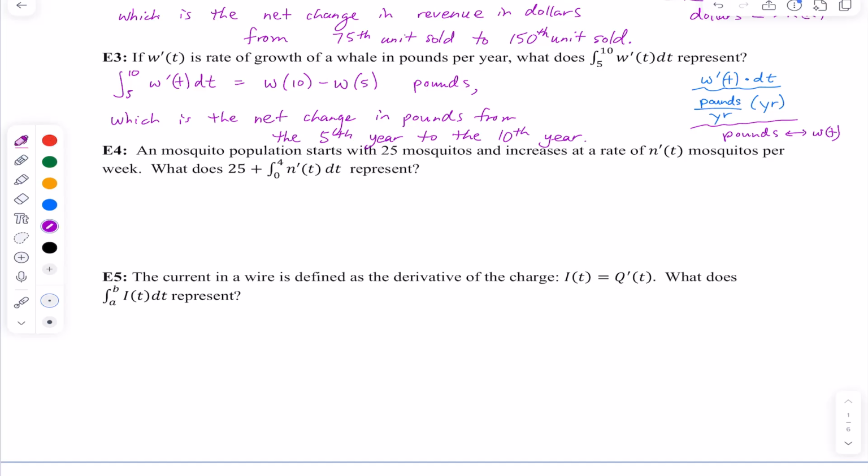We could do a similar analysis for the next example. And this next example talks about the mosquito population. The only difference is that you're starting with 25 mosquitoes.